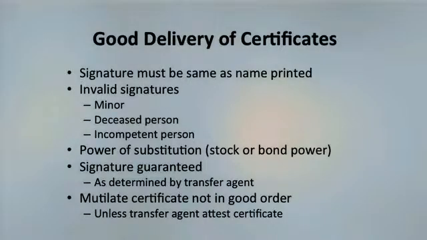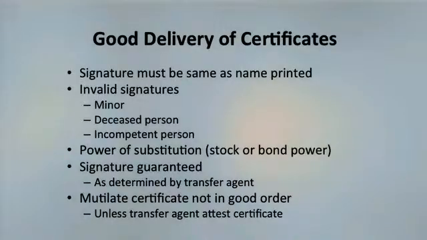Good delivery of certificates. A customer has sold either stocks or bonds, and now they must deliver certificates. So the customer actually has possession of the stock or bond certificate. Customer must sign the certificate. Now, the signature must be the same as the name printed on the certificate. Invalid signatures would include minors, deceased persons, persons who have been declared mentally incompetent by a court of law.